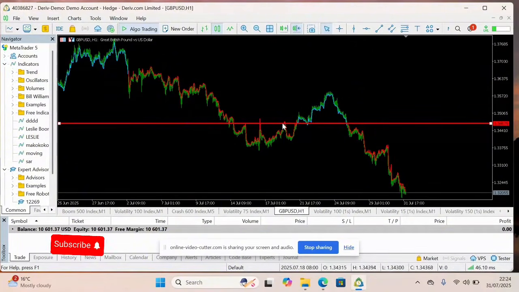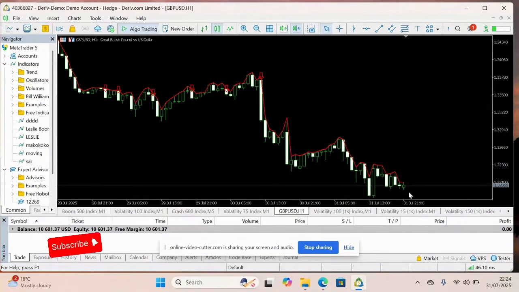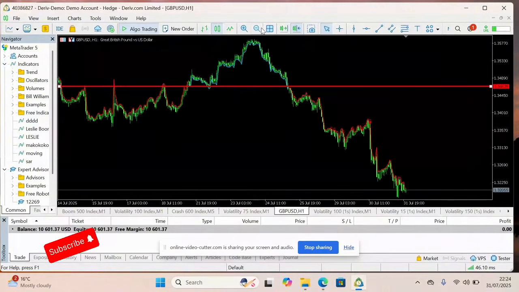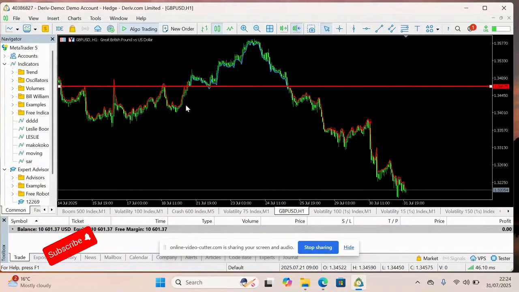See, all this is your entries and this is your money, and it does not lag. You see, the line will always be with the candlestick, so it does not lag. It will come with a notification as well to notify you that the market has changed direction.